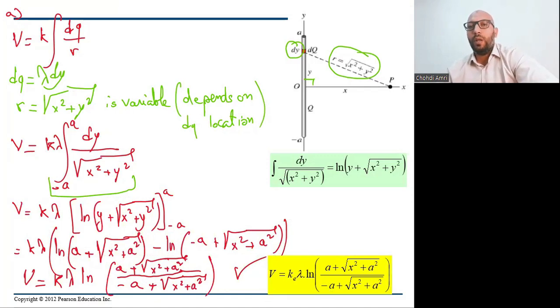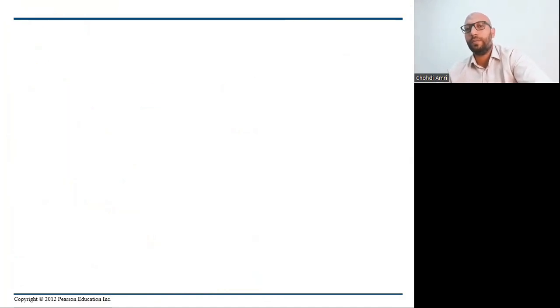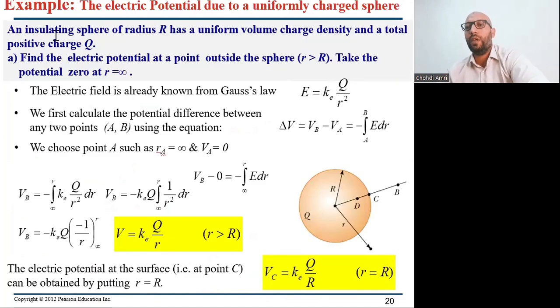We take another example. In this example, we have an insulating sphere of radius r, has a uniform volume density and total charge Q. Now we are talking about insulating sphere, because later on we will talk about the conducting sphere. The question, find the electric potential at the point outside the sphere. And we take the potential is zero at infinity.